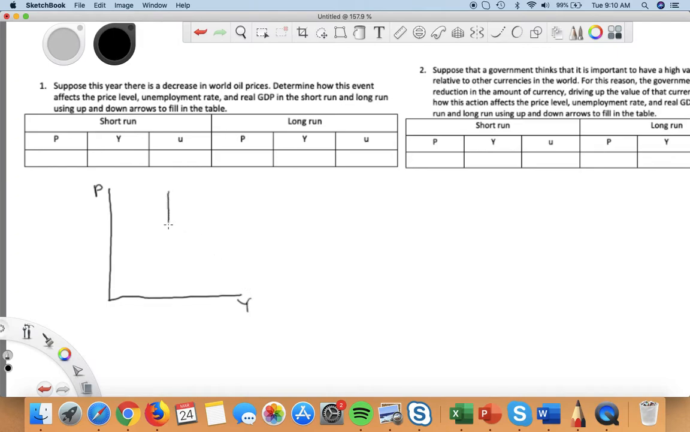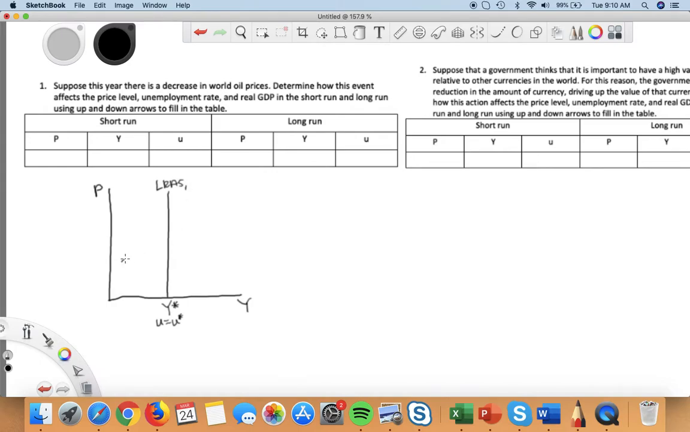We have a vertical long-run aggregate supply curve, and it's vertical at Y star, which is our long-term output. That's the level of output our economy produces when it's healthy. And when we're at a healthy level of output, that means the unemployment rate is equal to the natural rate, which is what U star represents. So this is our long-run aggregate supply curve. I'm going to give that a little number 1.